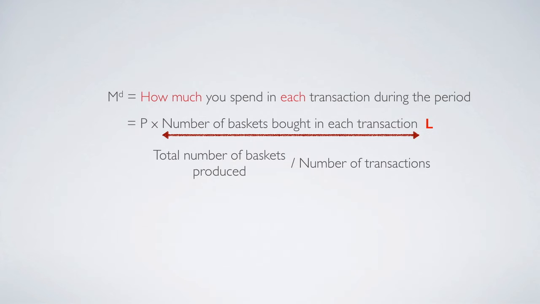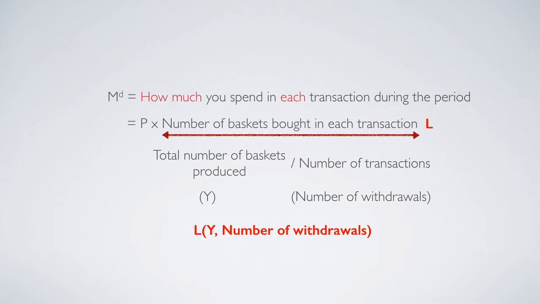And for the entire economy, whatever baskets are produced will change hands through some kind of transaction. So for the entire economy, what matters for the period is the total number of baskets produced, which is the total real output Y. And the number of transactions represents how many times the consumer makes a trip to the bank to withdraw money, so it represents the number of cash withdrawals. So this L depends on 2 components: Y and the number of withdrawals.